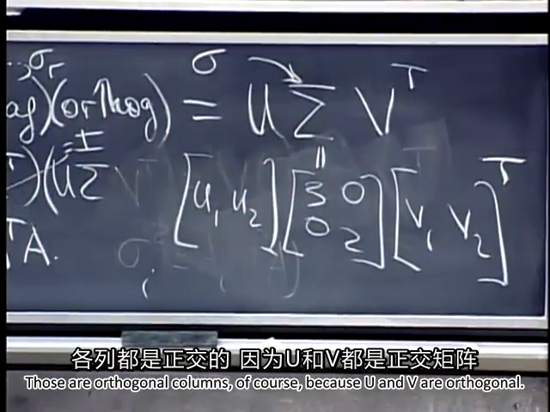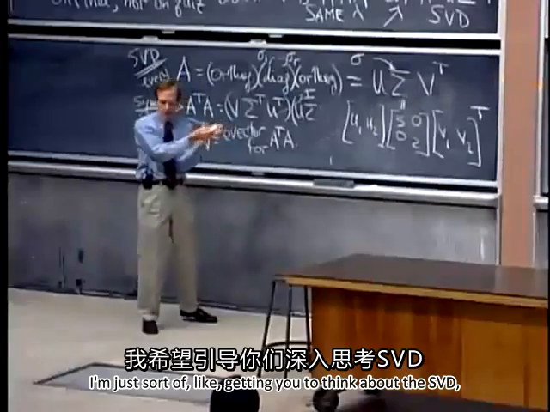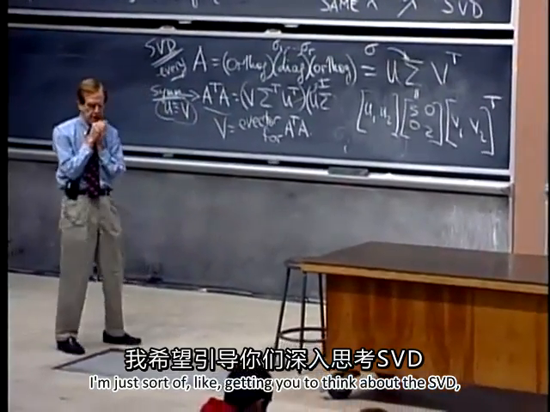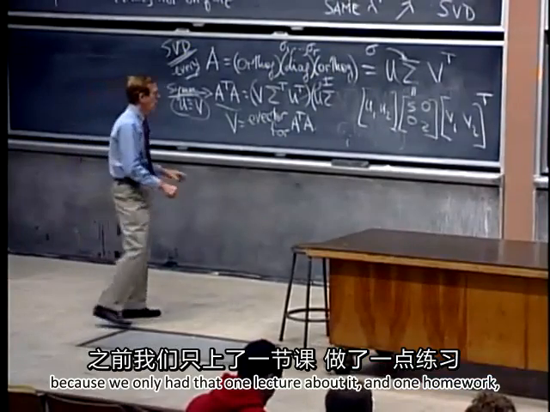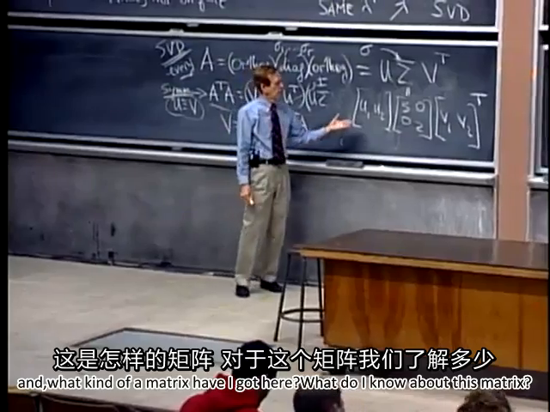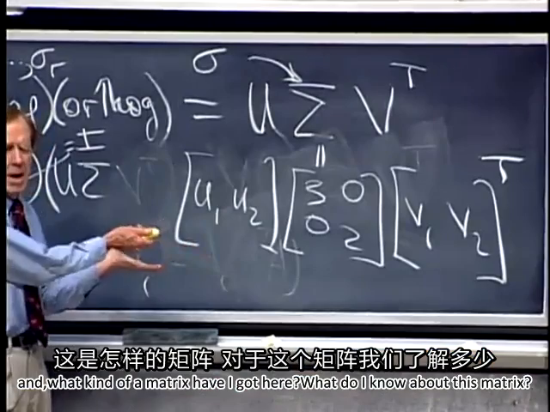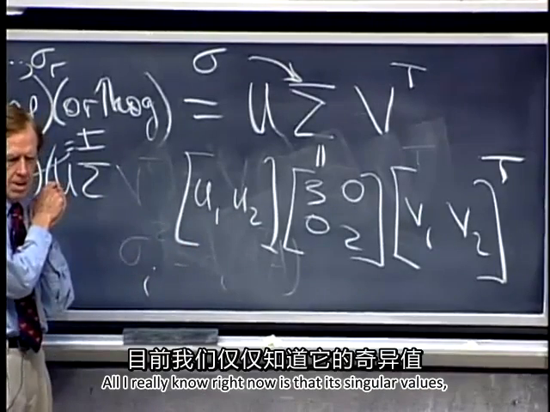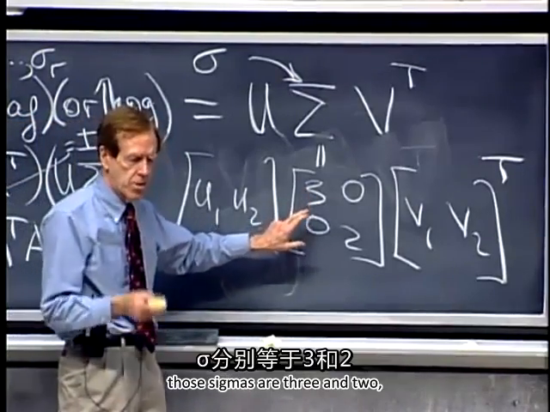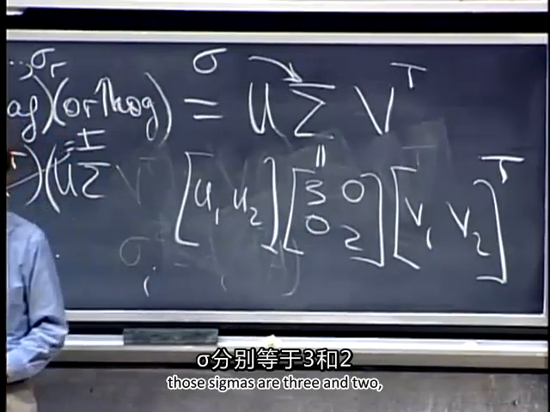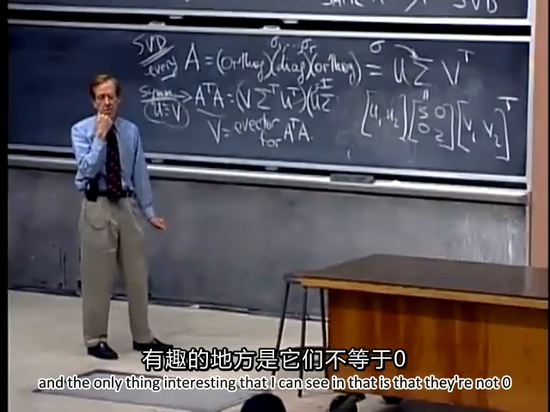Those are orthogonal columns, of course, because U and V are orthogonal. I'm just sort of getting you to think about the SVD, because we only had that one lecture about it and one homework. And what kind of a matrix have I got here? What do I know about this matrix? All I really know right now is its singular values. Those sigmas are 3 and 2. And the only thing interesting that I can see in that is that they're not 0.